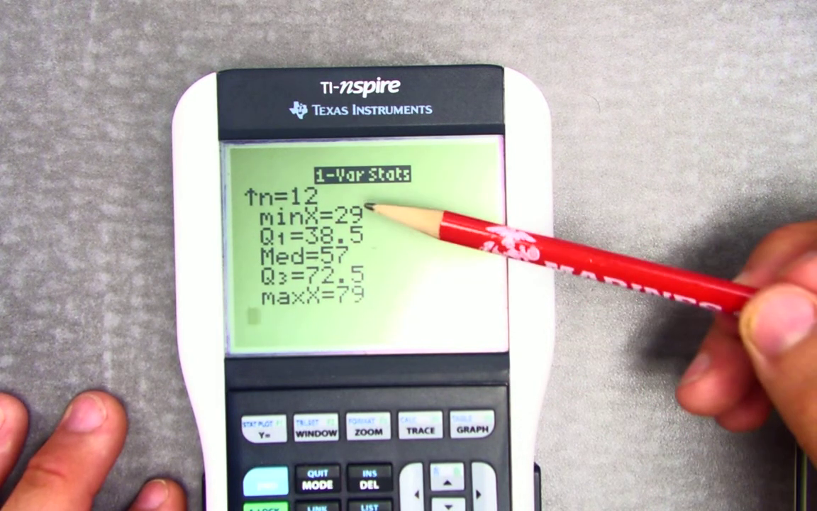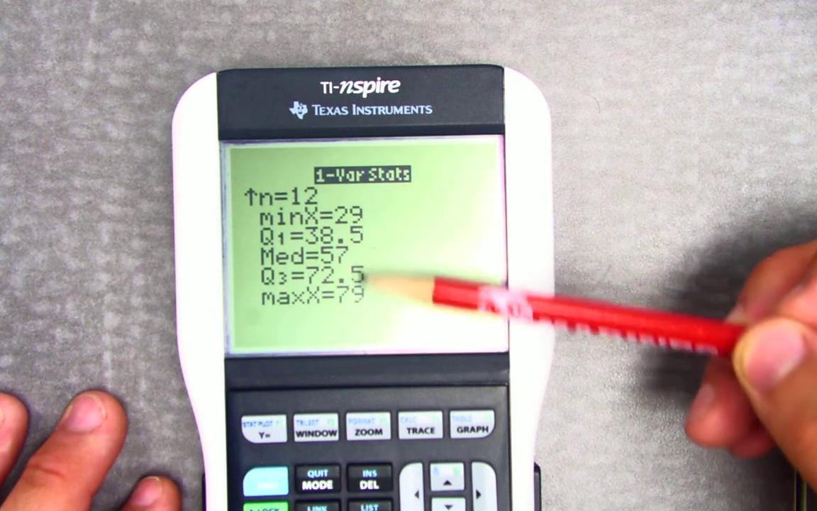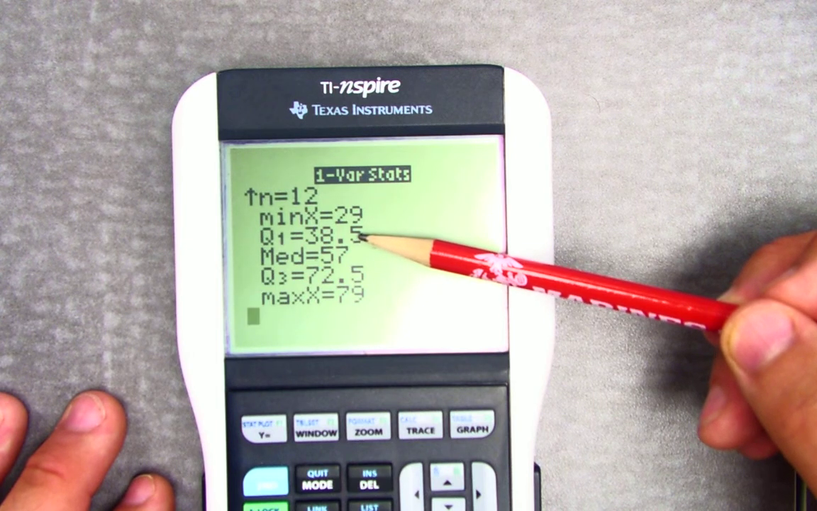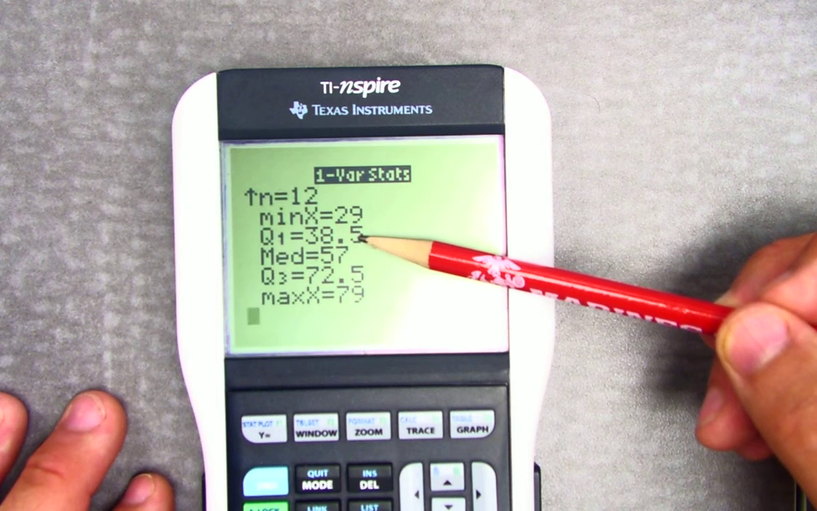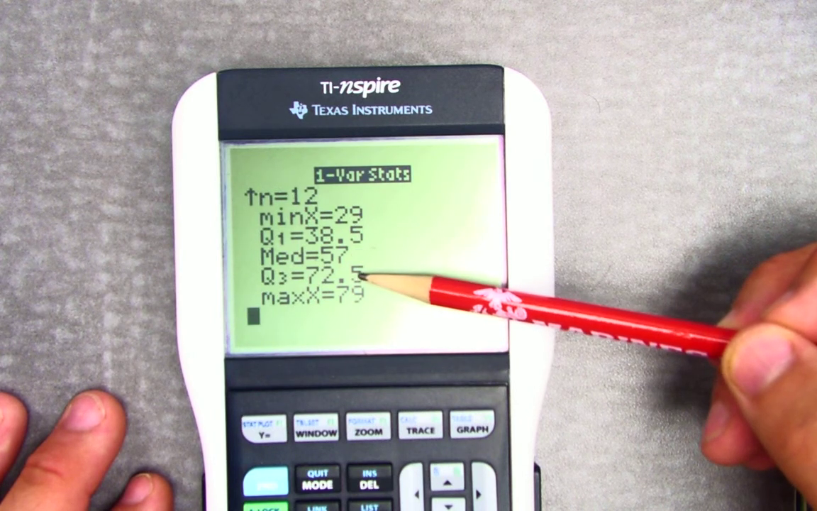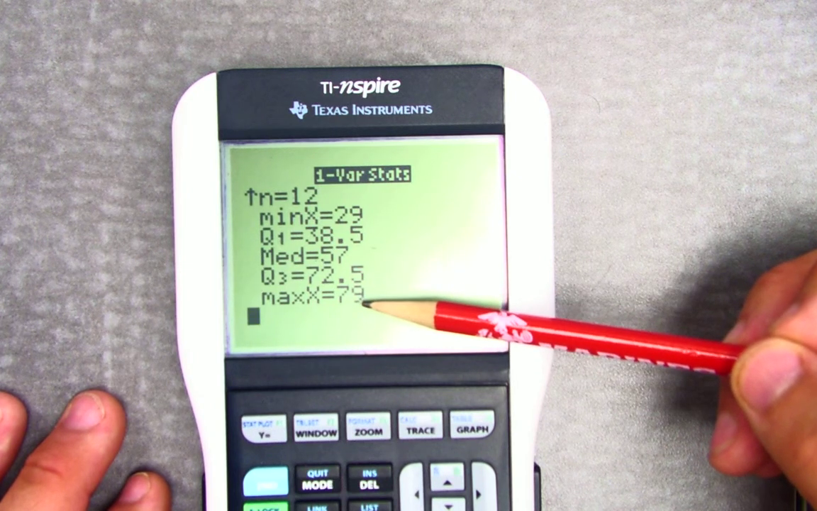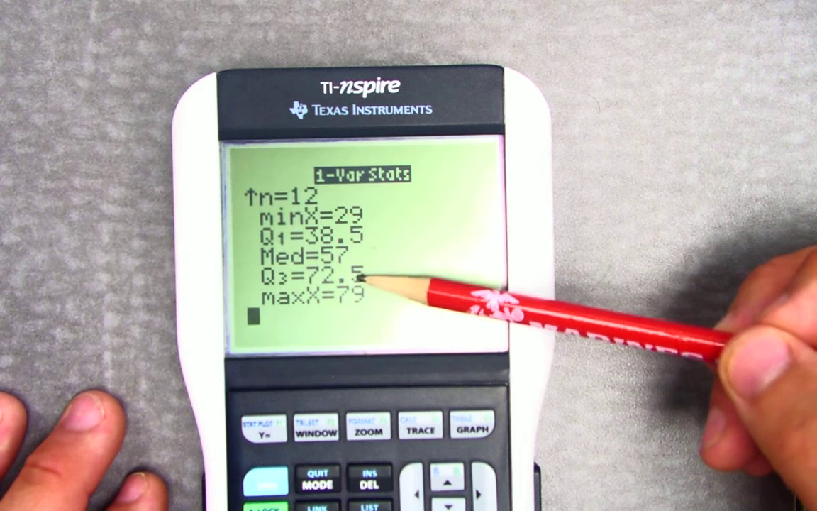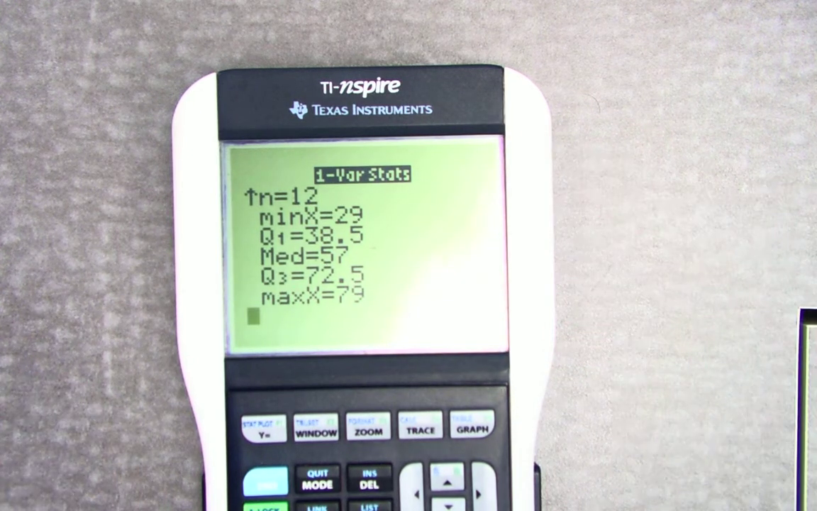So it goes smallest, largest. You can call this Q1, first quartile. It's also the 25th percentile. The median is Q2 or the 50th percentile, and Q3 or the 75th percentile, and the max is the 100th percentile. So 0, 25, 50, 75, 100th percentile.